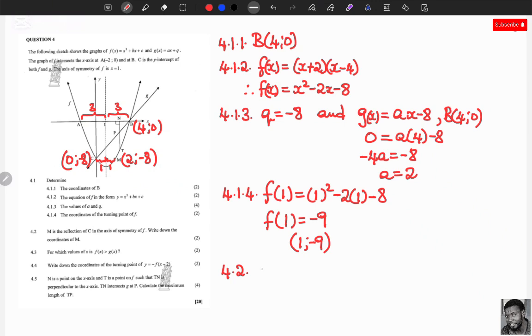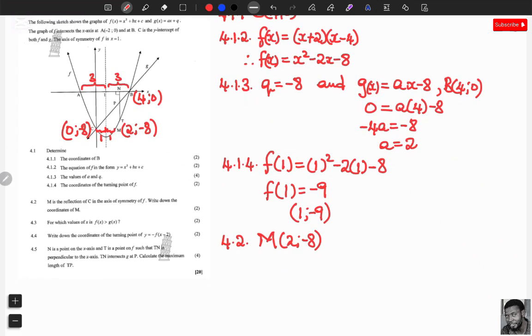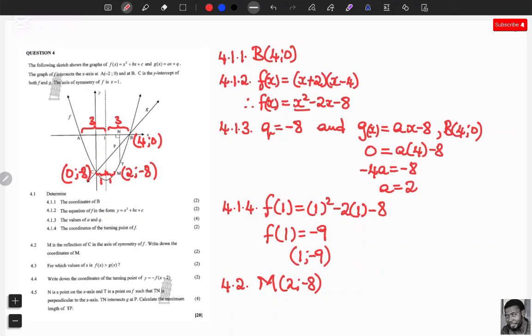M should be 2 and negative 8. Of course, you can use a longer way. Using the long way means you equate the equation that we have there to negative 8 and solve for x.